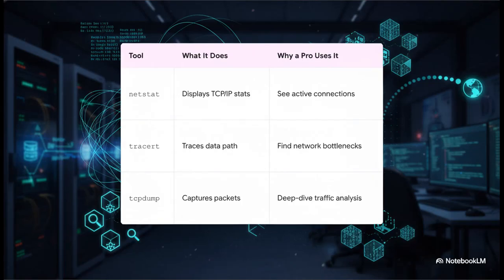So here are just a few of the essential tools in that detective's kit. First, you've got netstat. That basically shows you all the active connections, who your computer is talking to right now. Then there's traceroute. This one is like a GPS for your data packets. It shows you every single hop your data takes to get to its destination, which is perfect for finding where the slowdowns or bottlenecks are.